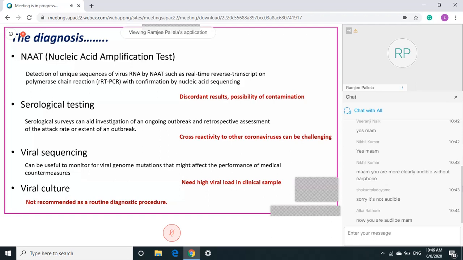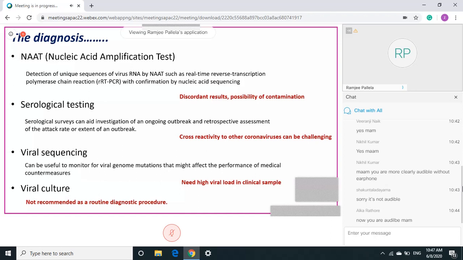Viral sequencing is another way of detecting the virus, but in this case, you need a whole lot of virus for sequencing. At CCMB, we are doing next-gen sequencing of the virus, but we need a whole lot of virus for this. It is not a very highly recommended method of doing it.